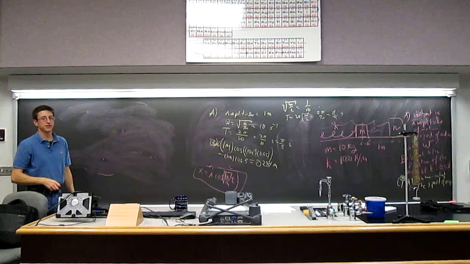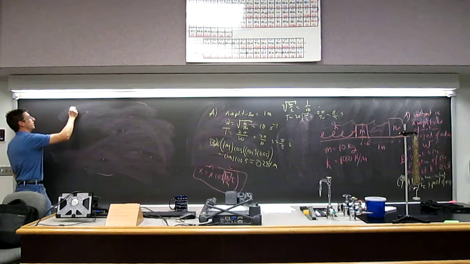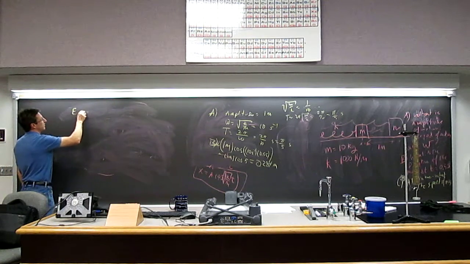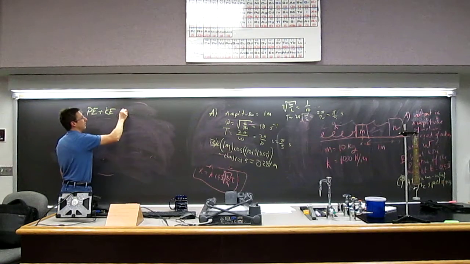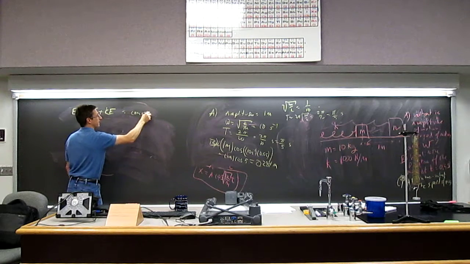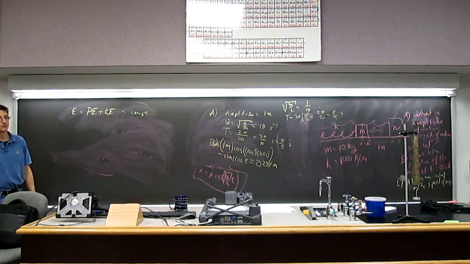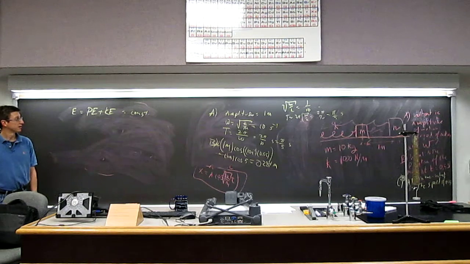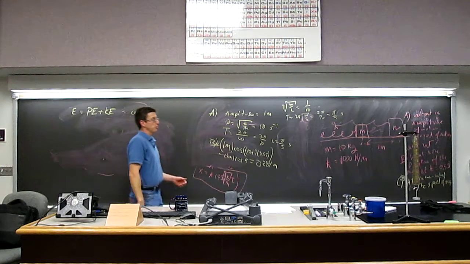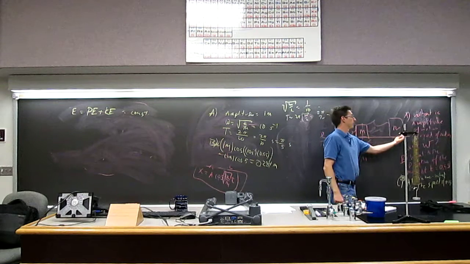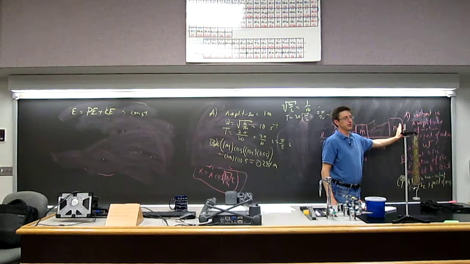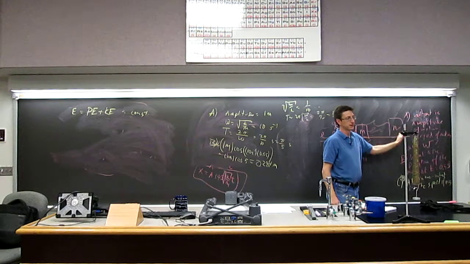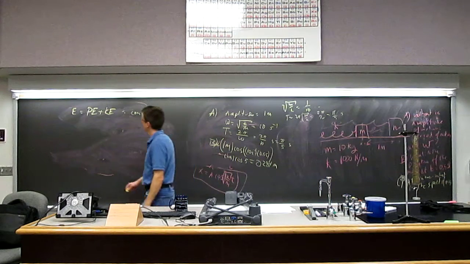So let's go ahead and check this out. The total energy of the system is the potential energy plus the kinetic energy, and that's equal to a constant. So that doesn't change. If I pull this out 1 meter and let it go, at 1 meter it's at rest, right? So I know how much energy is in the system if I do that.